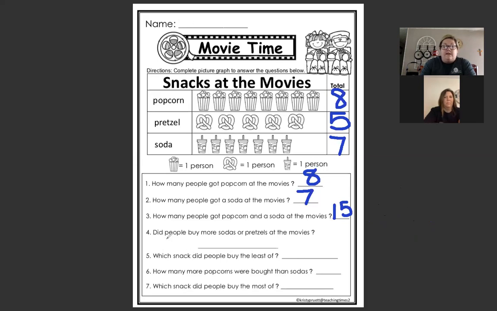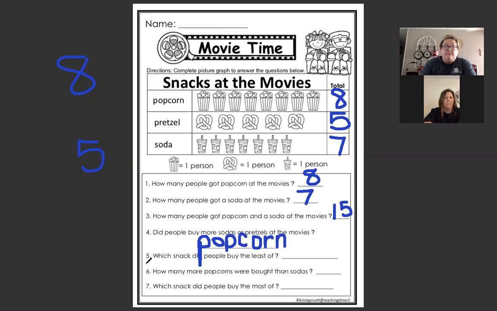Okay. Next one. Did people buy more sodas or pretzels at the movie? So which is your bigger number, 8 or 5? Right. 8 is our bigger number, so more people had popcorn. So right here, we're going to write popcorn. Make sure that when they ask you a question of which one did they use more, that you write the name of the object and not just the number.